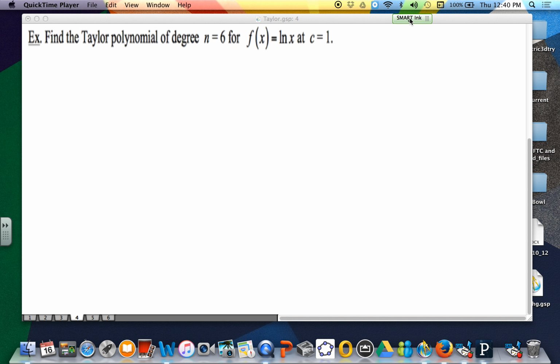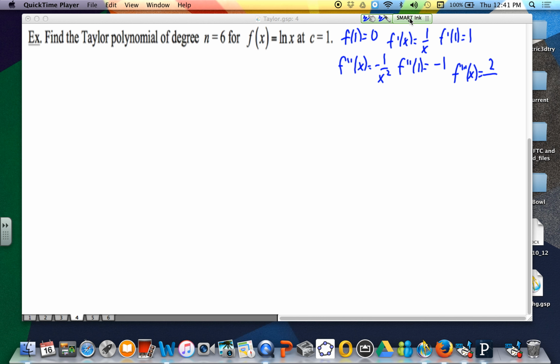Well, I need to calculate derivatives, so I'm going to erase that. F of 1 is equal to 0, right? F prime of x is equal to 1 divided by x. So f prime of 1 is equal to 1. F double prime of x is equal to negative 1 divided by x squared. So f double prime of 1 is equal to negative 1. F triple prime of x is equal to 2 divided by x to the third. So f triple prime of 1 is equal to 2.